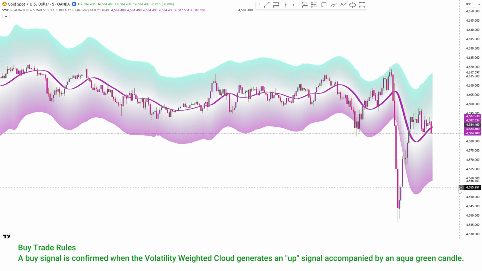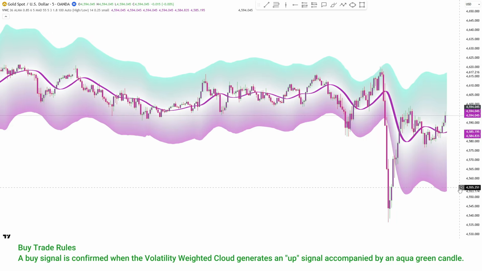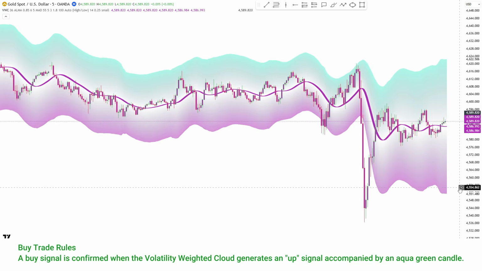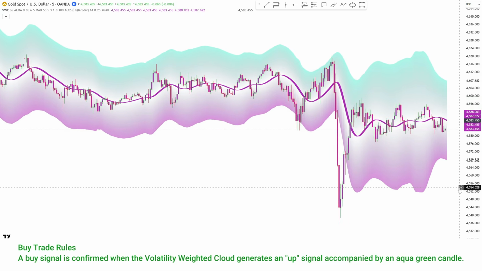Buy trade rules. A buy signal is confirmed when the volatility weighted cloud generates an up signal accompanied by an aqua green candle.